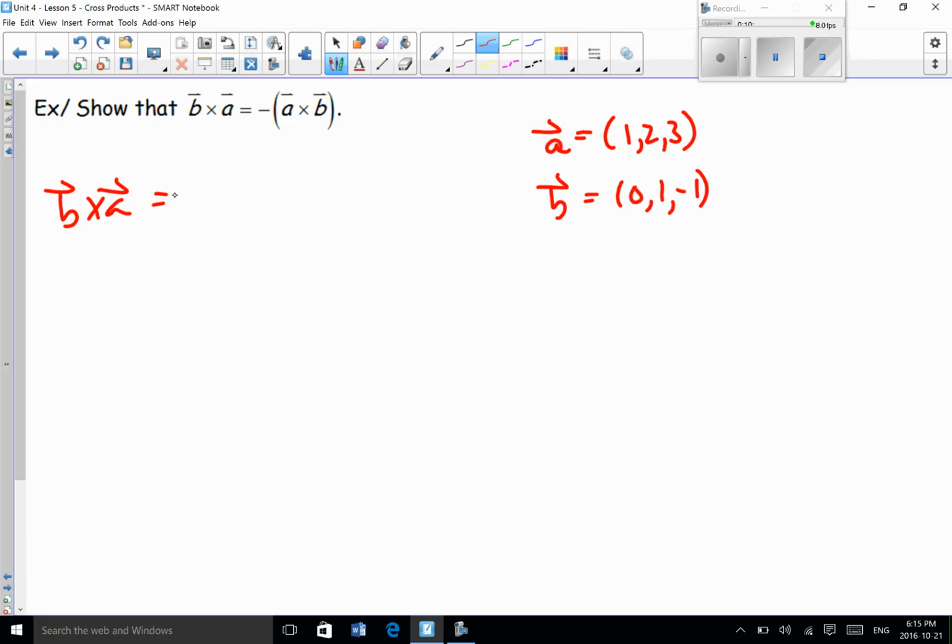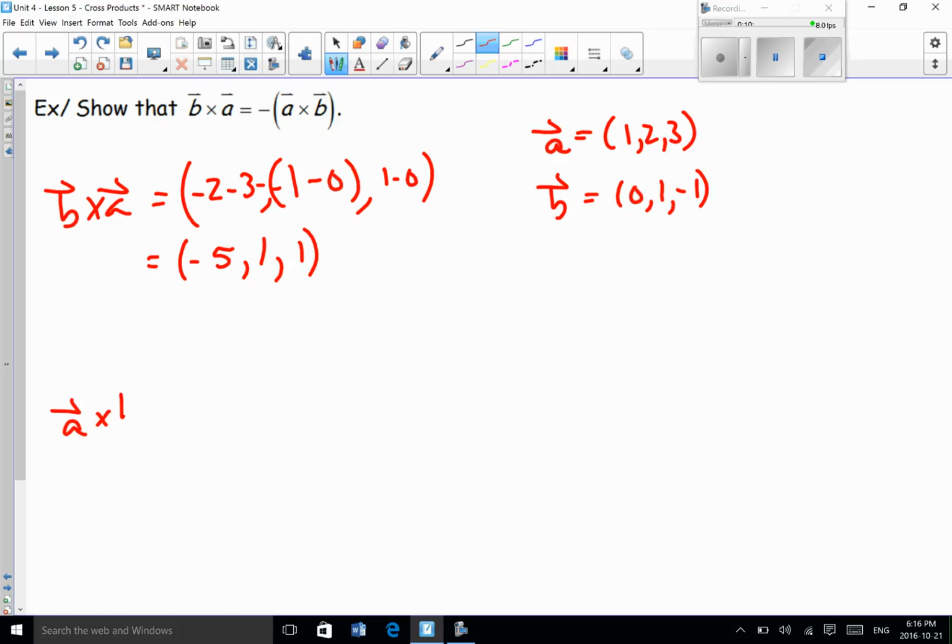You might as well do the crisscross method since I left them above each other, right? We got -2 minus 3. We've got -1 minus 0, but we want the opposite sign. And we've got 1 minus 0, which gives us -5, 1, and 1. Actually, you know what? I just did A cross B, because I was upside down. This is A cross B, sorry. Get rid of that. That's A cross B.